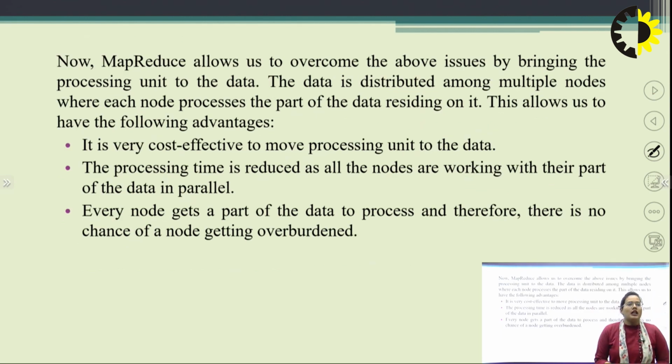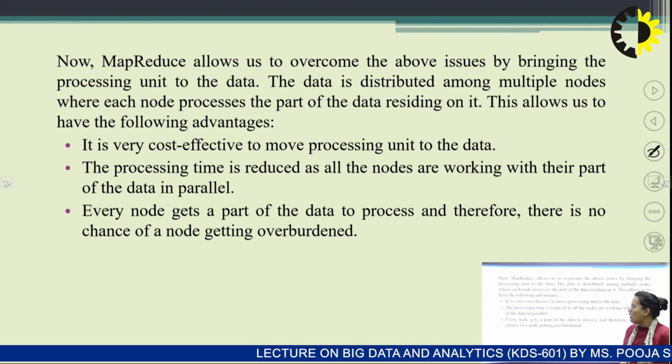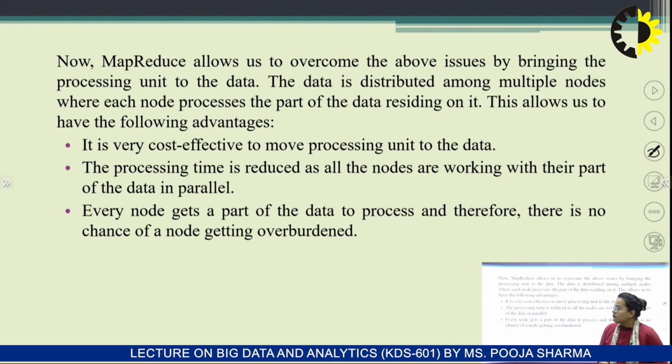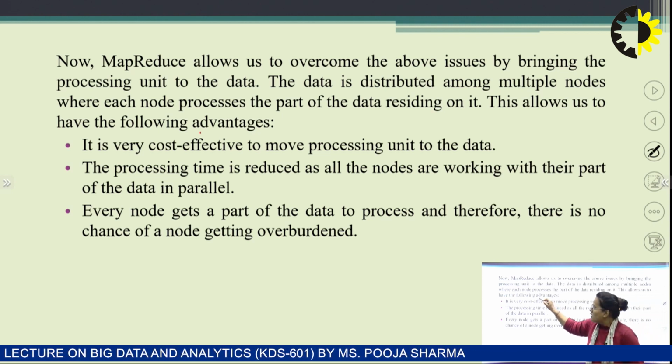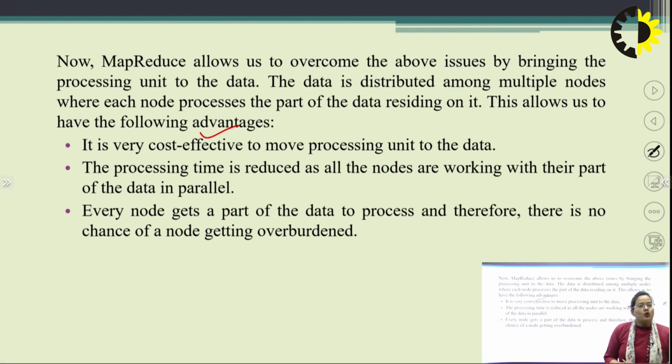Now, MapReduce allows us to overcome the above issues by bringing the processing unit to the data. The data is distributed among multiple nodes where each node processes the part of the data residing on it. This allows the following advantages. First, it is very cost effective to move the processing unit to the data. The processing time is reduced as all the nodes are working with their part of the data in parallel. Every node gets a part of the data to process and therefore there is no chance of a node getting overburdened.